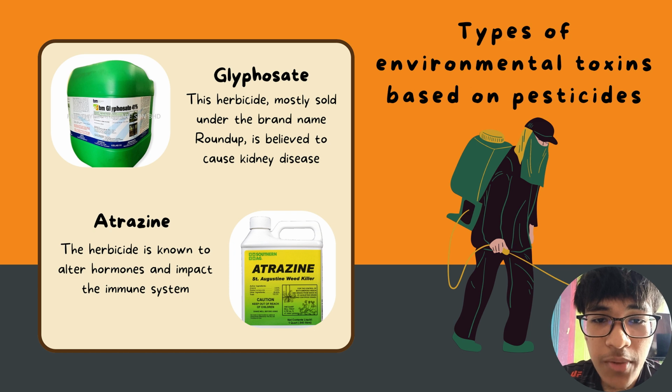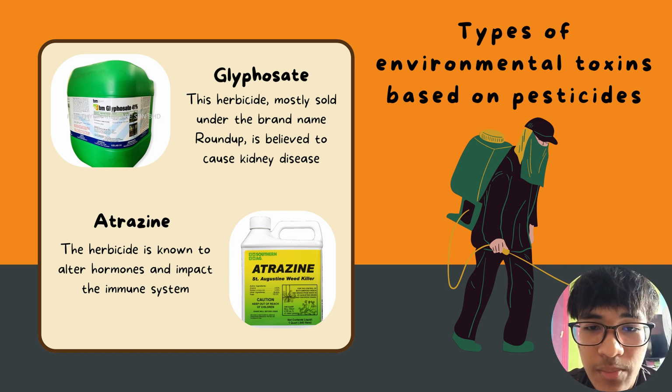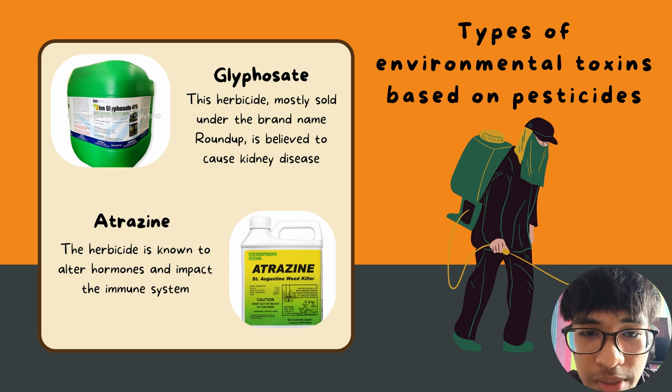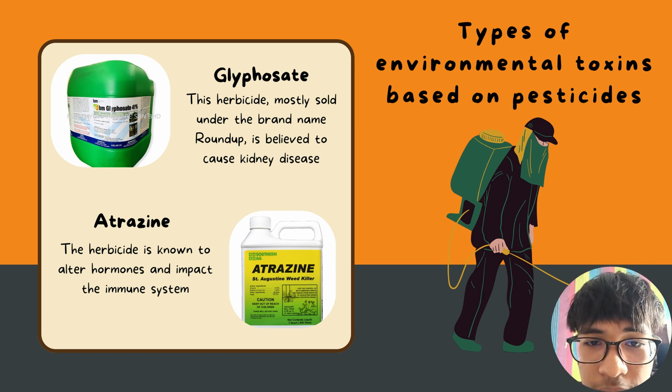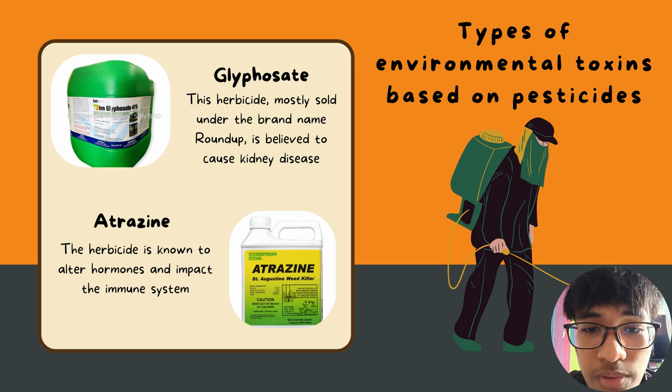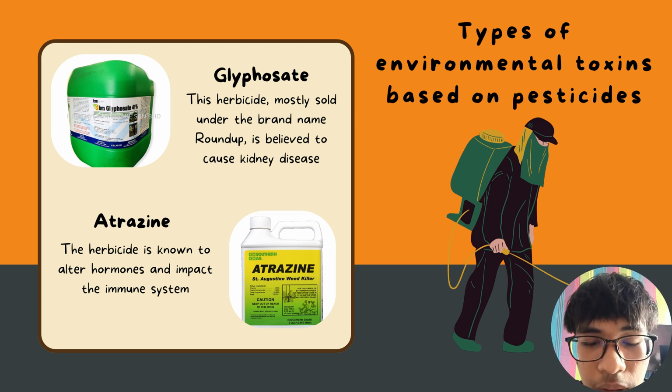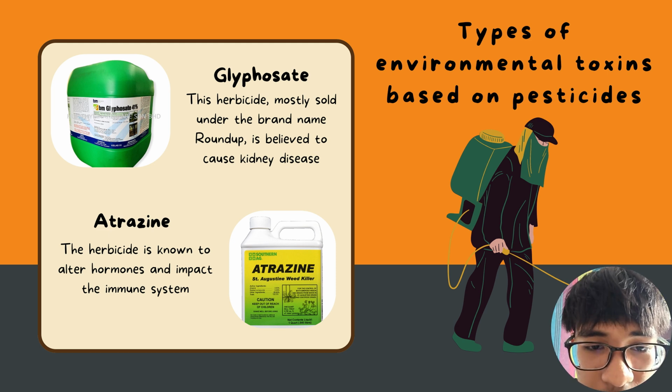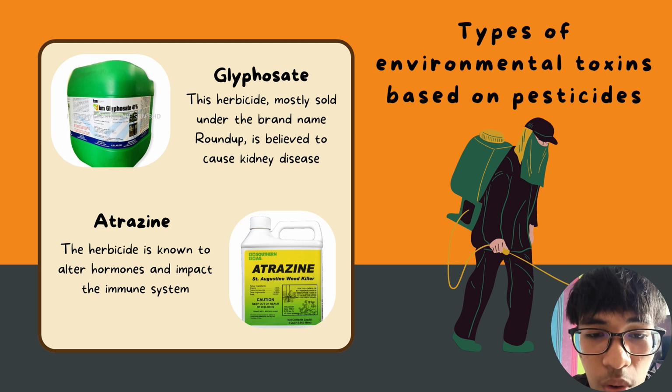And right here we have two examples of pesticides. Glyphosate is a herbicide mostly sold under the brand name Roundup, and it is believed to cause kidney disease. And we have atrazine. This herbicide is known to alter hormones and impact the immune system.